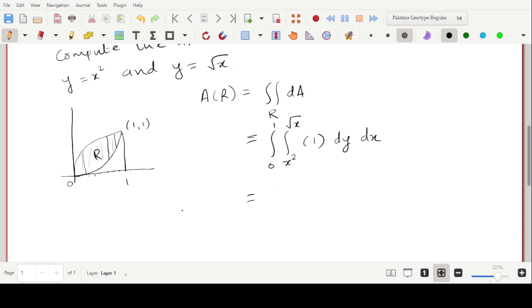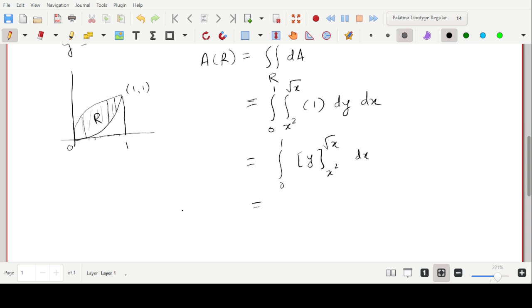So the integral of 1 with respect to y, that is the integral of dy, is y. So y from x square to square root of x, and dx remains as it is, from 0 to 1 of square root of x minus x square dx.